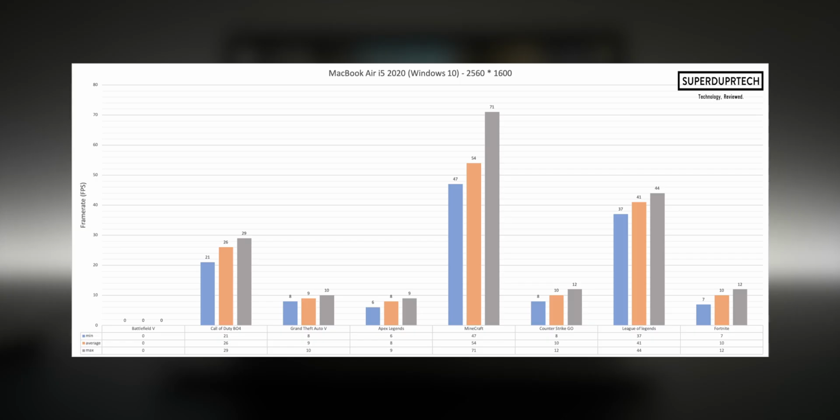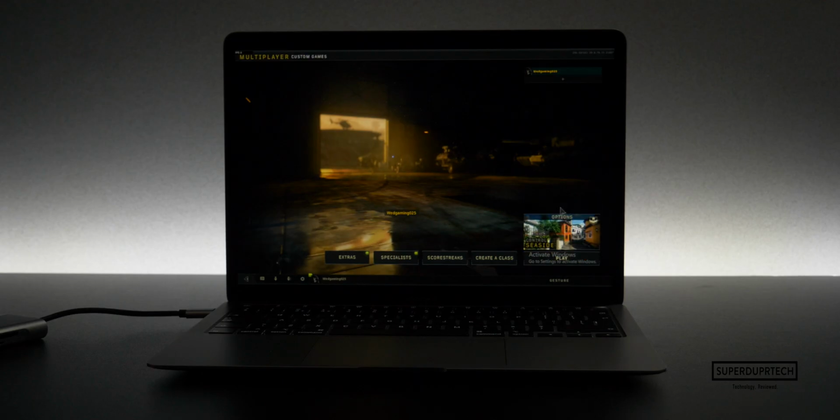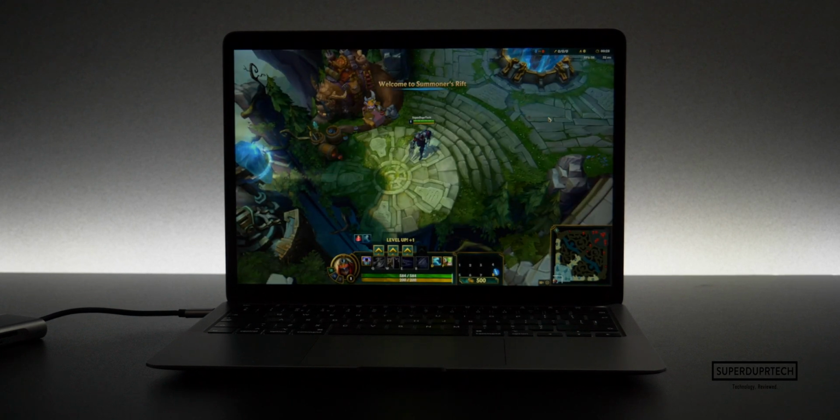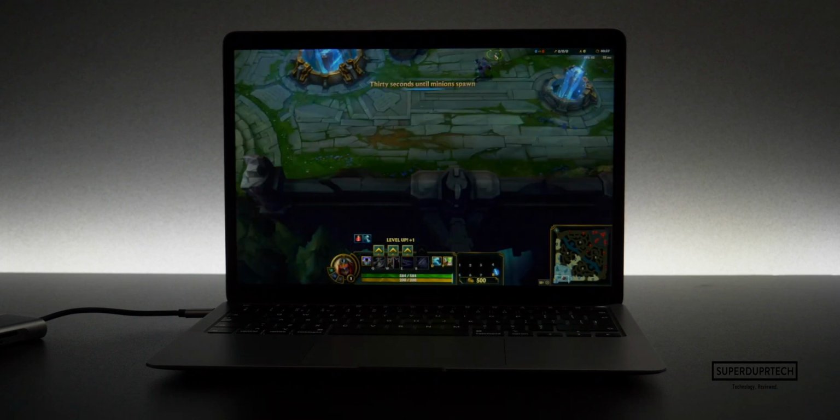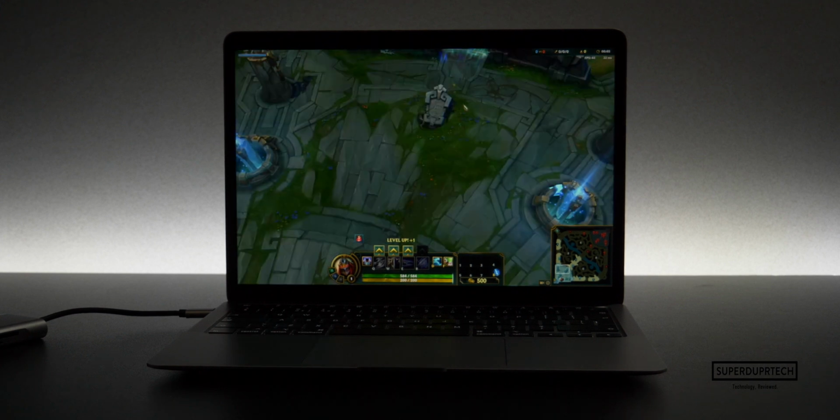Call of Duty Black Ops 4 came in third place, which wasn't too bad all things considered, with an average of around 26 frames per second. Especially when you factor in that when playing the exact same game at the exact same resolution and graphical settings on the entry 2020 MacBook Pro, I got an average of around 25 frames per second, so all things considered in terms of that comparison, it did actually perform very well.